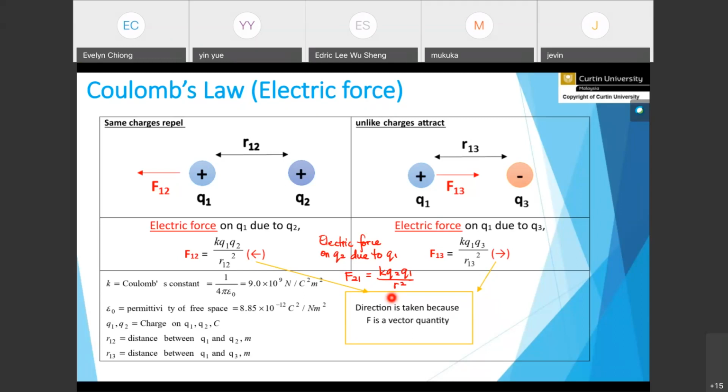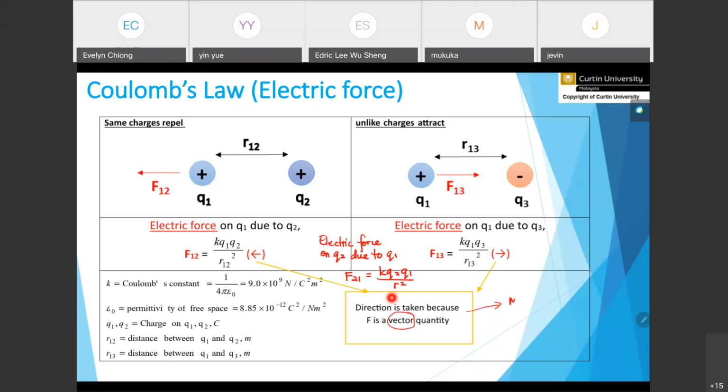Okay, but the direction is going to be different. All right, so same goes for the unlike charges. Okay, electric force on Q1 due to Q3, then we will write down F13. All right, so it is K, and then Q1 multiplied by Q3 divided by R squared. Okay, so electric force is a vector quantity. So vector quantity, what does it mean?